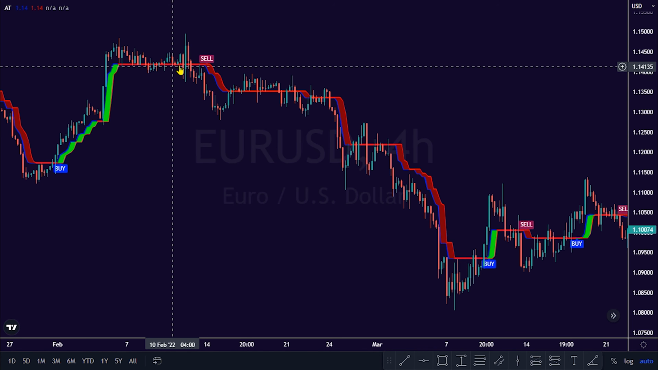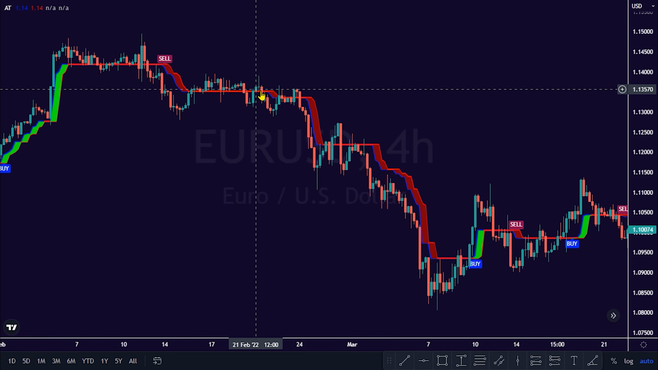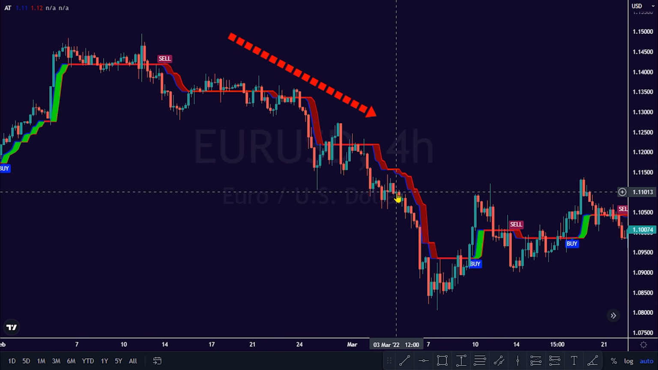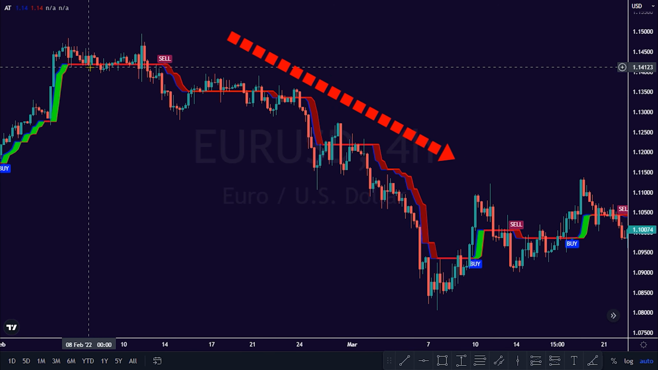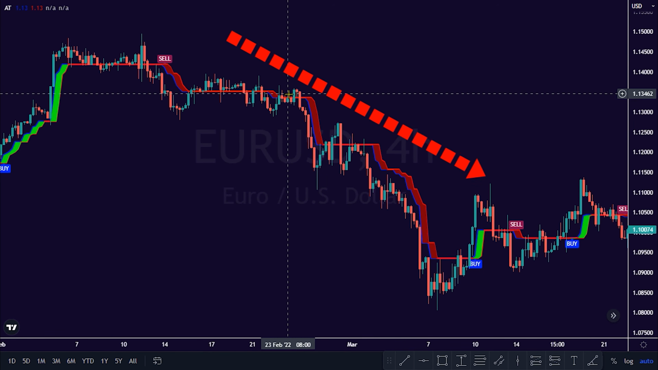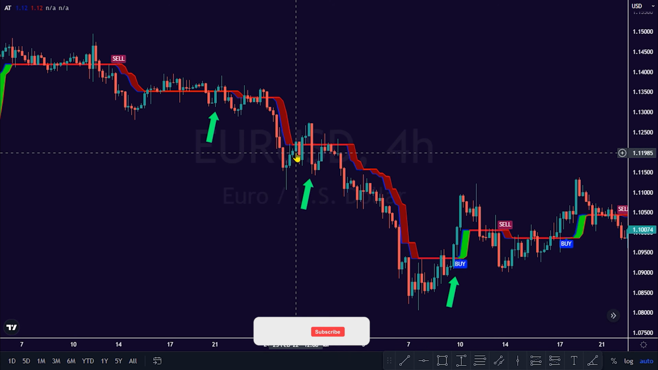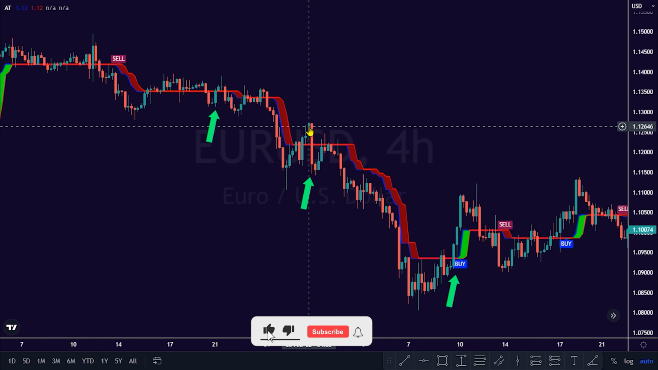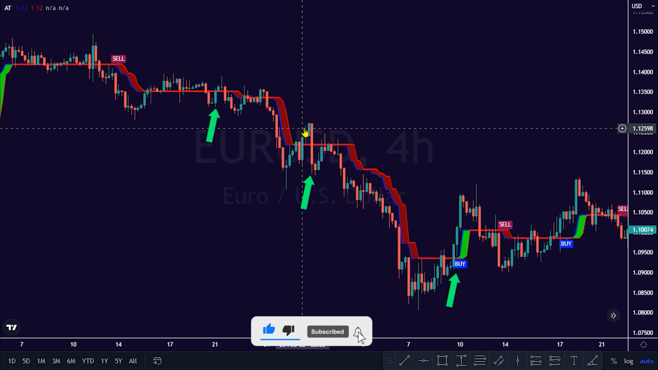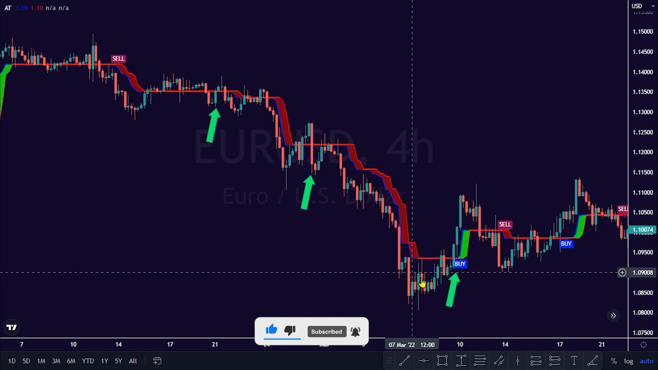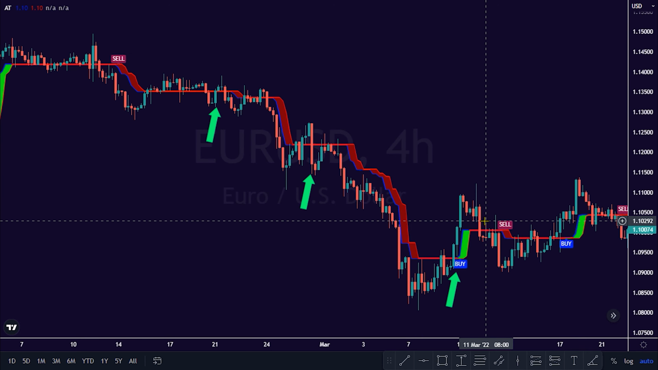How can we use the AlphaTrend to detect sell setups in the market? First step, look out for a bearish trend. Second step, look out for a bullish price pullback in the bearish trend. As we can see, these were the series of bullish price pullbacks in the bearish trend. There are two ways to initiate a sell entry.